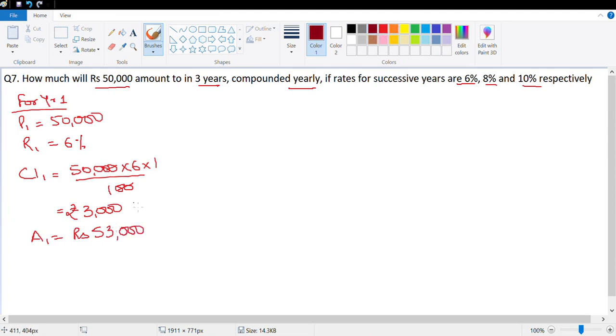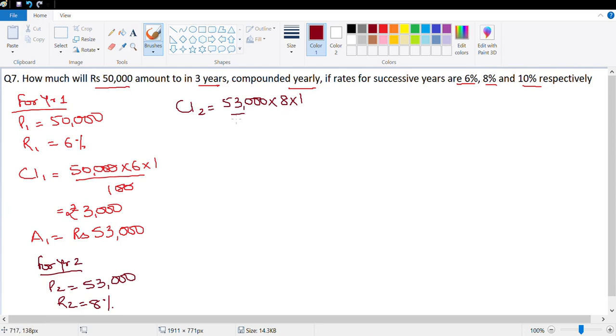Let's calculate for year 2. For year 2, principal would be 53,000 and the rate for year 2 is 8%. So compound interest for year 2 would be principal for year 2 at 53,000 into rate upon 100. So that's 530 into 8. That's 53 into 8, that's 424. So 4240. 530, 53 into 8. 8 into 3, 24. 42. That's correct. Right. So this is 424 with a 0.